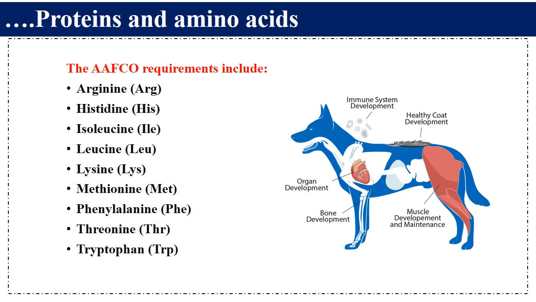In the case of dogs there are 9: arginine, histidine, isoleucine, leucine, lysine, methionine, phenylalanine, threonine and tryptophan. These are the essential amino acids for dogs, which must be supplied through the food. That depends on the quality of the protein. If the protein is of good quality from animal origin, it will have a sufficient quantity of all these amino acids.